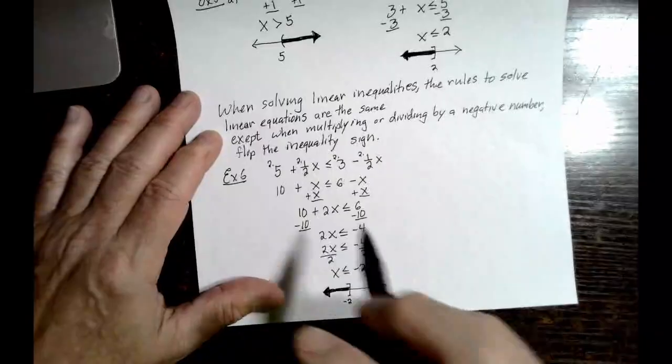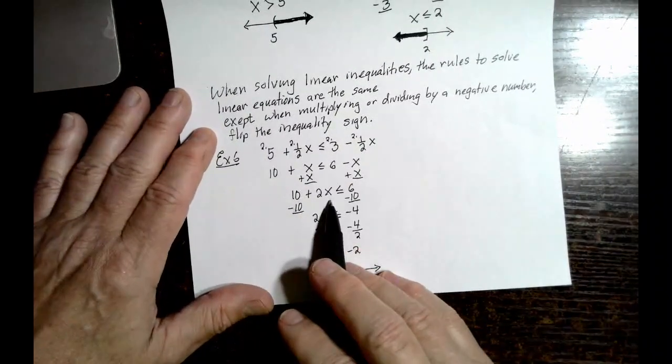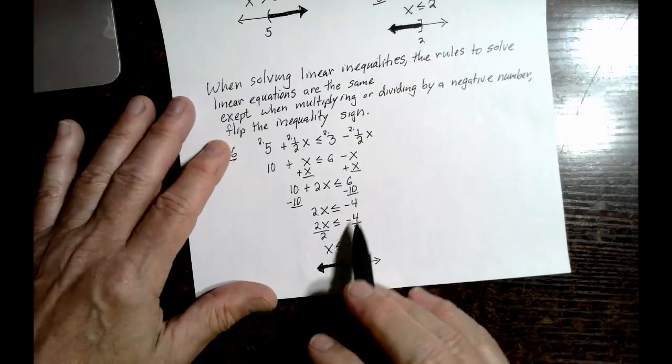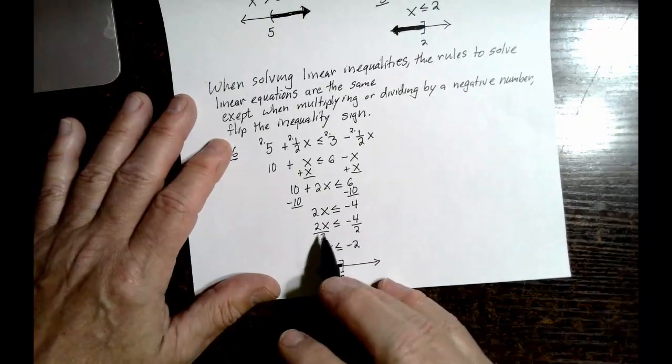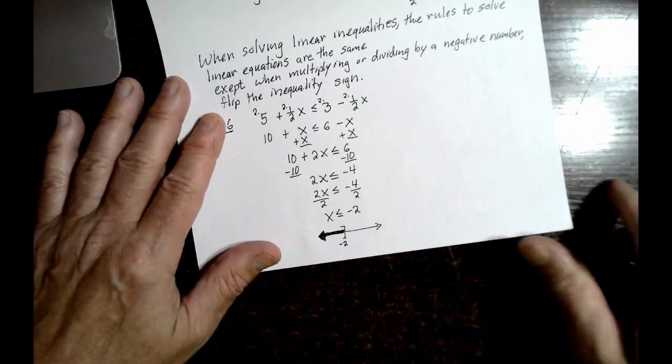Okay, so in this one you multiply everything by 2 to get rid of your fractions. You add x and you get 2x. You subtract 10 and you get 2x is less than or equal to -4. Divide by 2 and you get x is less than or equal to -2, so -2 and everything to the left.